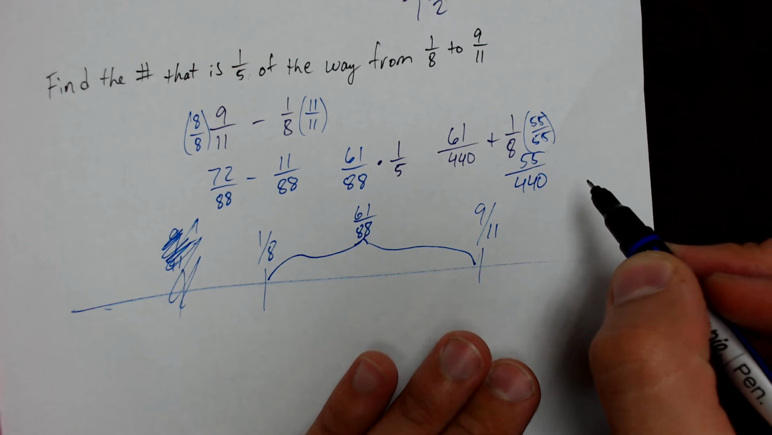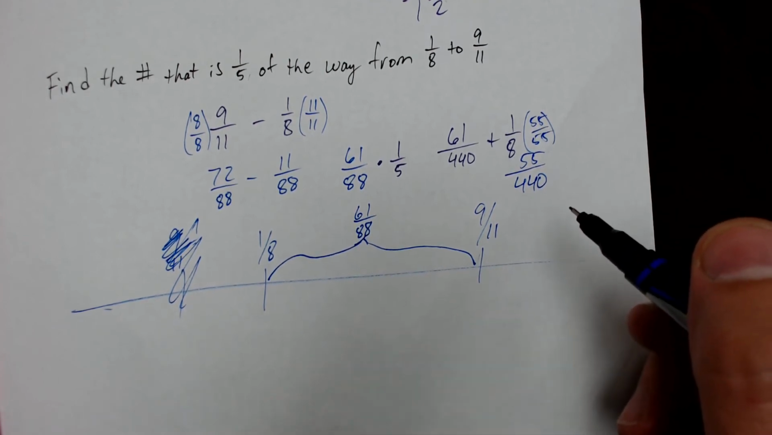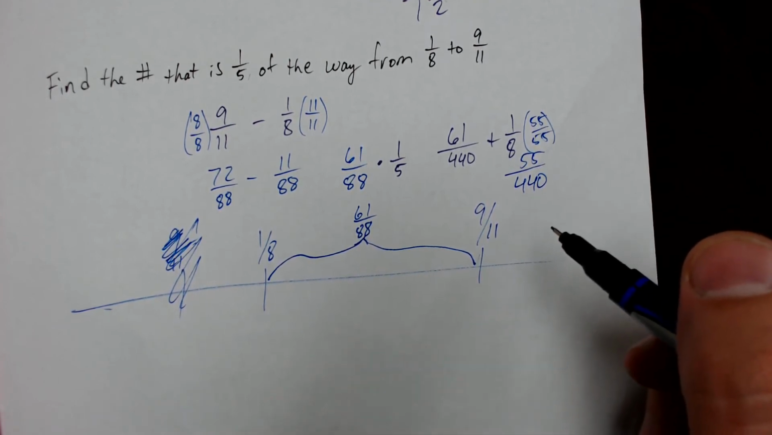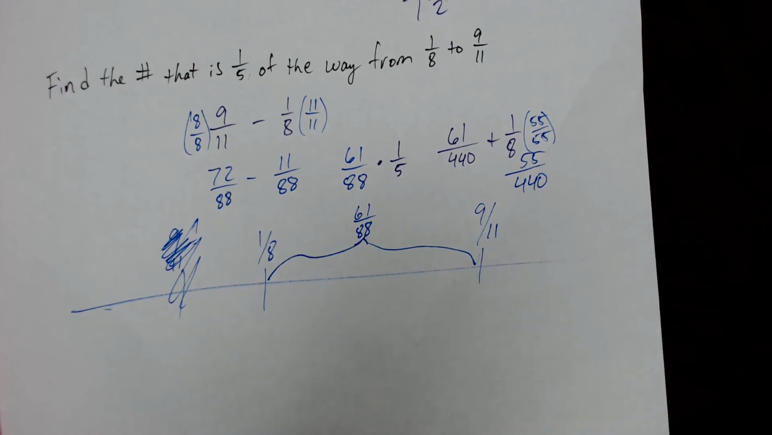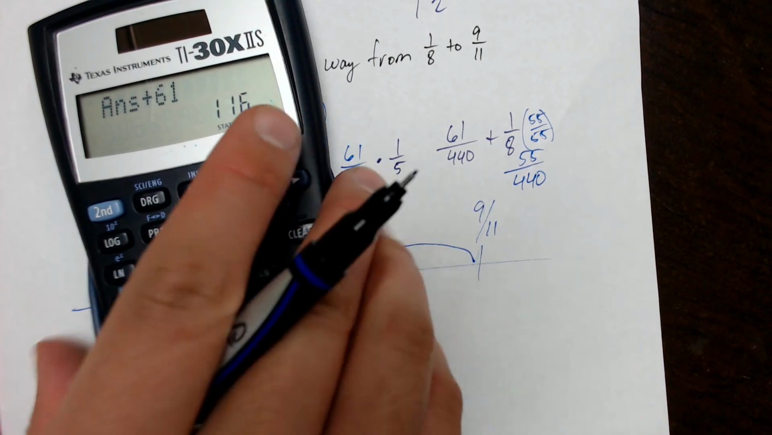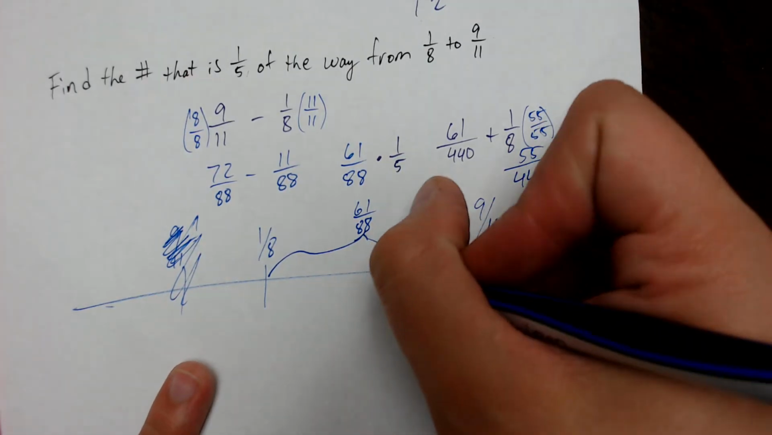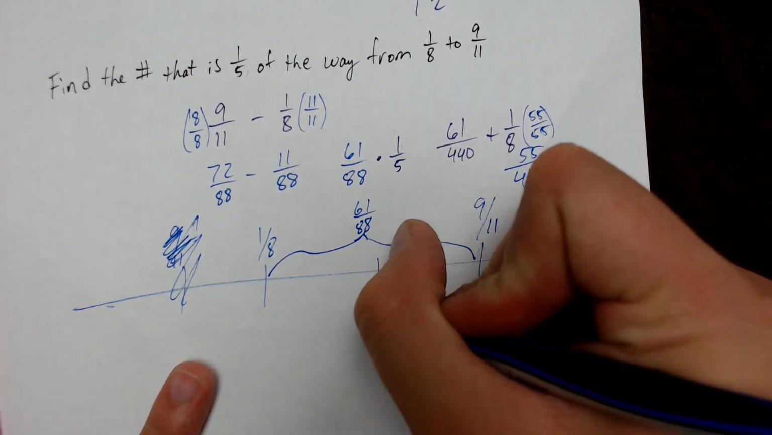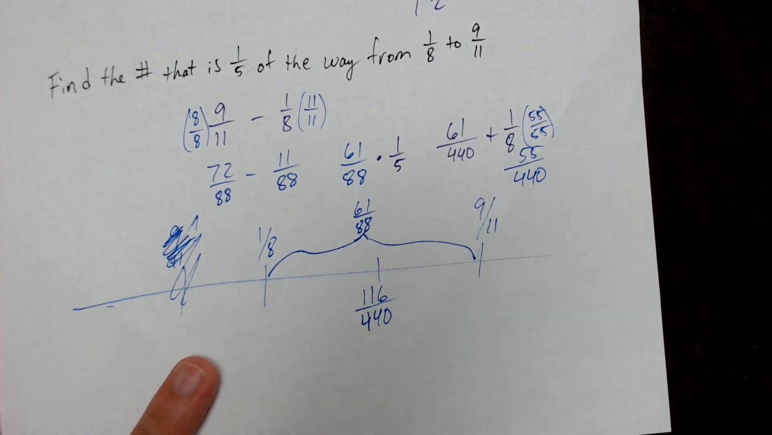61 plus 55 is, let me see here, 116? Let me double check. 116. Why did I even doubt myself? So the answer is going to be 116 over 440, but we can reduce that.